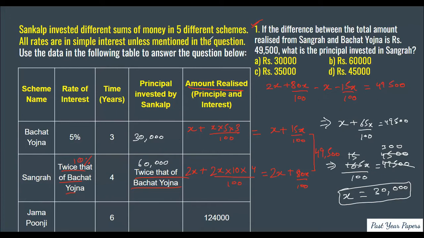So the question was asking us the value of principal invested in Sangra. What is the principal invested in Sangra? The principal invested in Sangra is 60,000. That is B option. Okay, I hope you have understood this question. If you have not understood, you can watch this part of video again. Let's go to the second question.